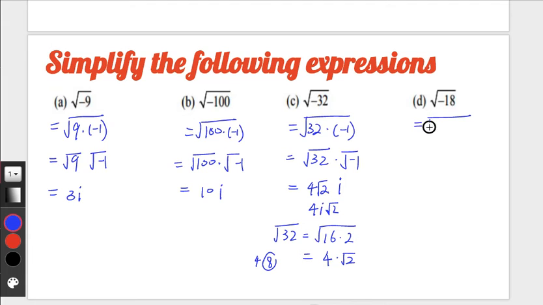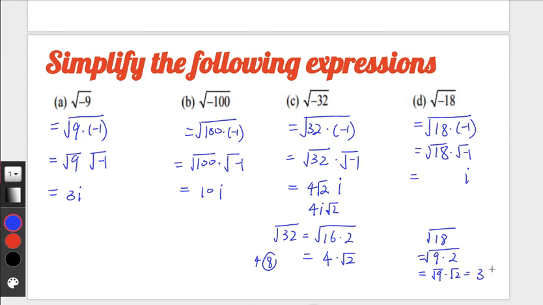Last one, again, try on your own to see if you have the same answer as mine. So this I know is i, and the radical 18 I'm going to break down here. Think about which two numbers are a better option to break down 18. Probably you already have it: radical 9 and radical 2. So radical 9 times radical 2 is 3 radical 2. So the answer is 3 radical 2 i.